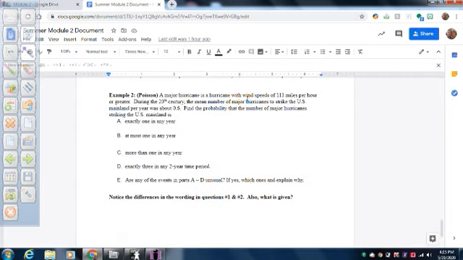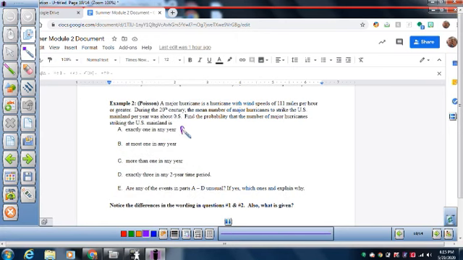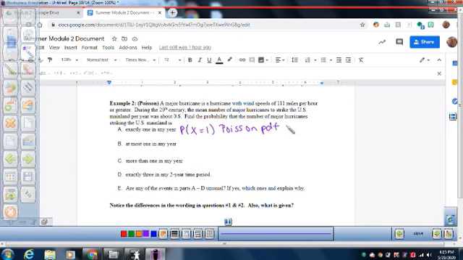a major hurricane is a hurricane with wind speeds of 111 miles per hour or greater. During the 20th century, the mean number of major hurricanes to strike the U.S. mainland per year was about 0.6. So instead of a probability, you have a mean. Find the probability of the number of hurricanes. So the concept stays the same. Exactly 1 would be the probability X equals 1. That would be Poisson PDF. The mean is 0.6 and X is 1.